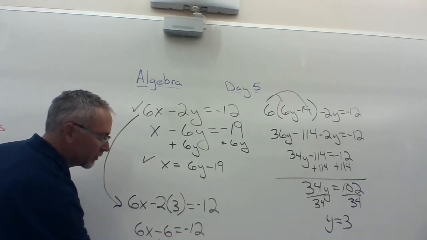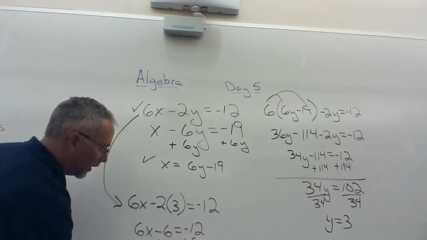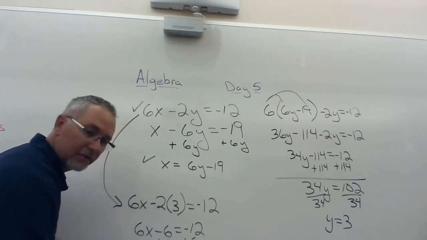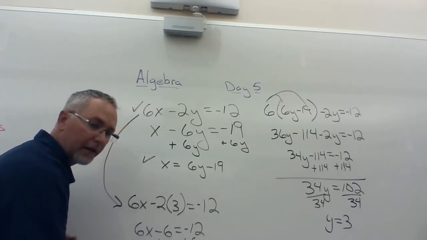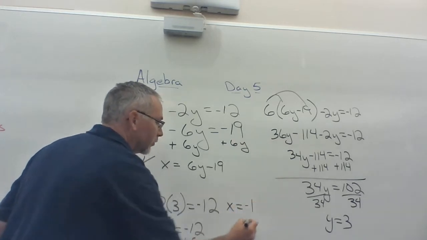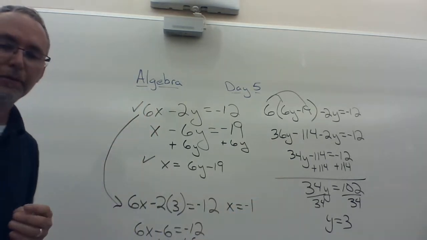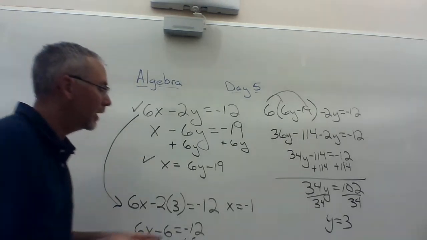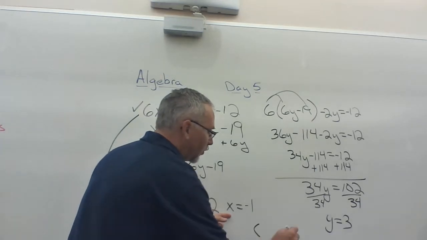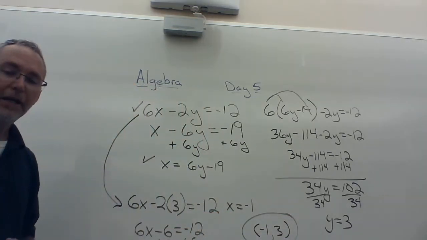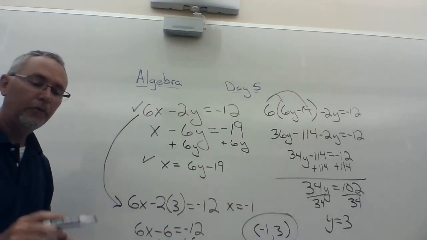I add 6. I add 6. I have 6x is equal to negative 6. Thus x, oh, I lost you there, didn't I? Thus x is equal to negative 1. If you follow back through, you would eventually get there as well. All right, so then my coordinate becomes, x always comes before y, negative 1, 3. And there's my coordinate. Hopefully that's making some sense.